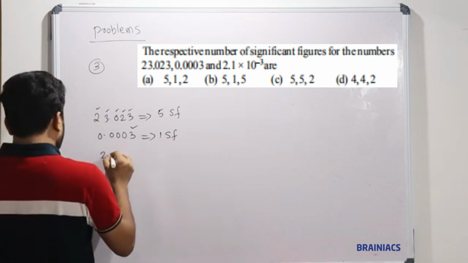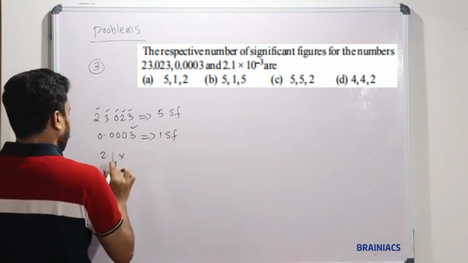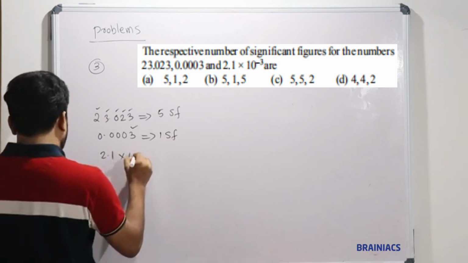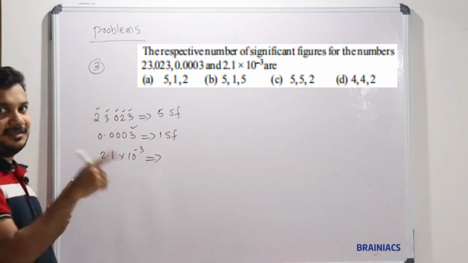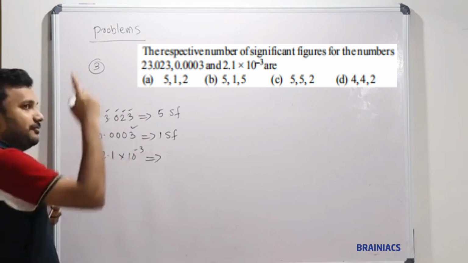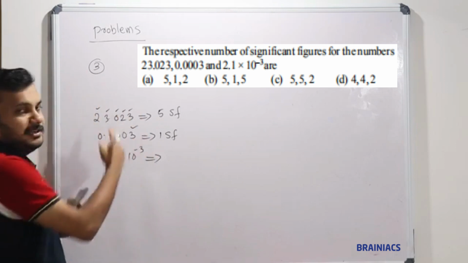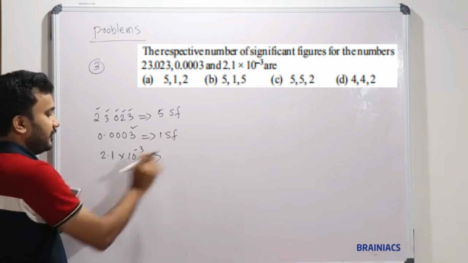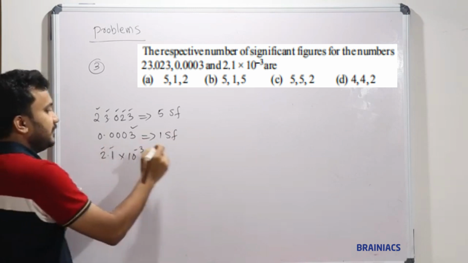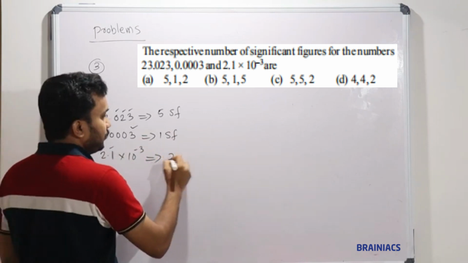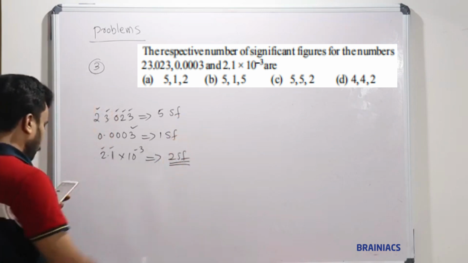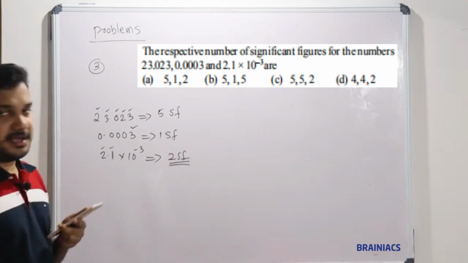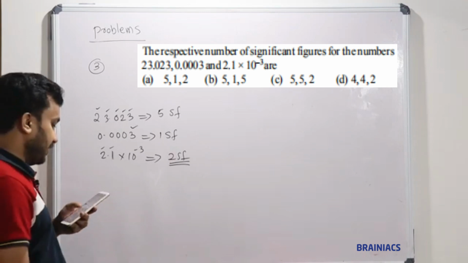Third one, 2.1 into 10 power minus 3. How many significant? All the powers, 10 power x, 10 power 4, all these are non-significant. So this itself you can remove. So how many significant figures will be there? 2 and 1, 2.1. So we have two significant figures. So the answer is 512. Your answer is option number A. 512 is the answer.